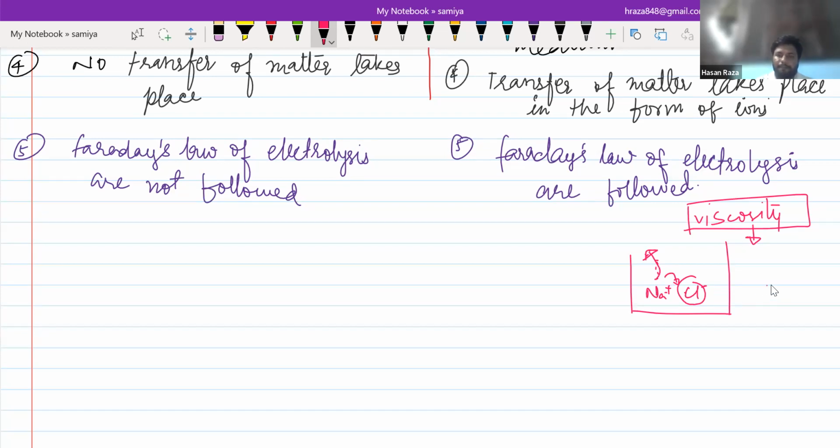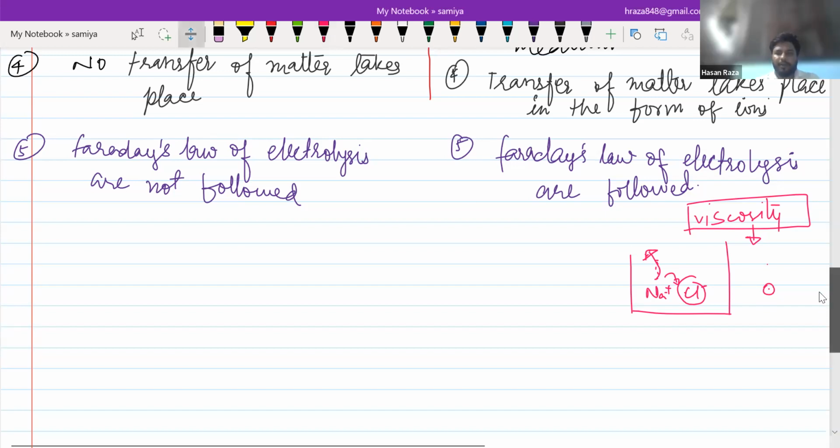So if ions are traveling, and the medium in which they are flowing has high viscosity, then the flow of ions will be lower, or you can say the speed of ions will be slow. That's why it will also cause the rise of resistance due to the viscosity of medium. Is that clear? Yes, sir.